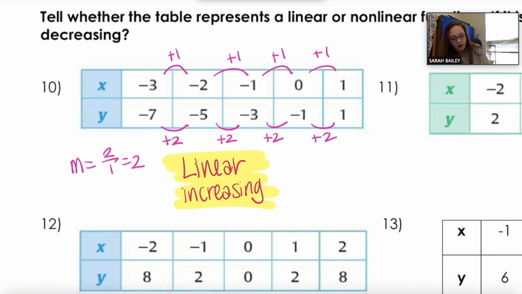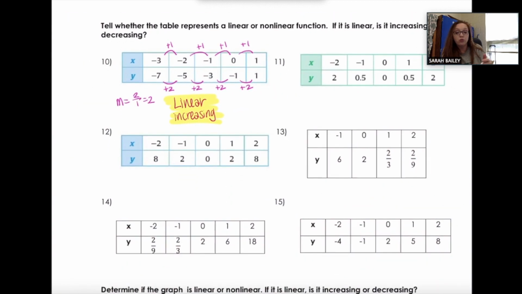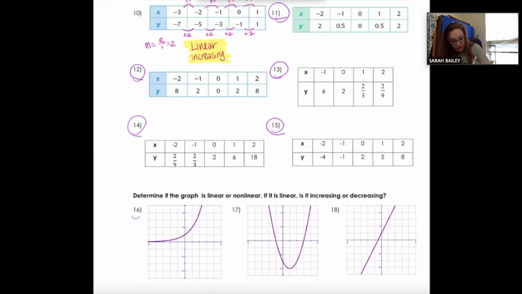Okay? All right, so now you're going to do problems 11. Actually, go ahead and do 11 through 18. 16 through 18 are graphs, and you have to answer the same questions. So pause the video and complete 11 through 18.